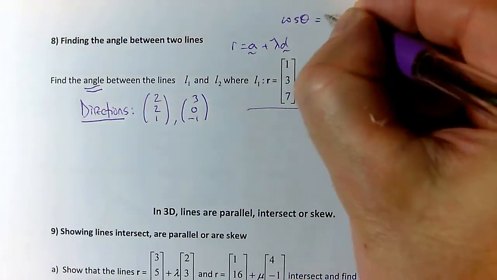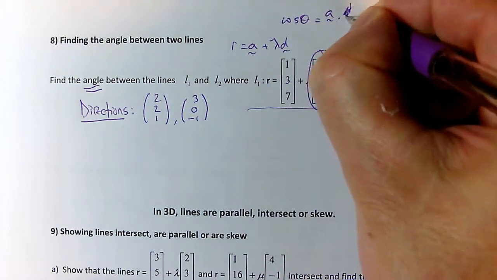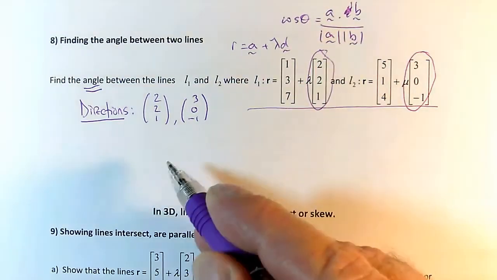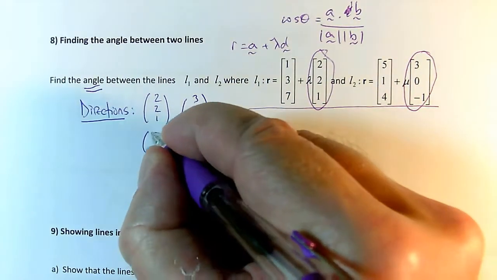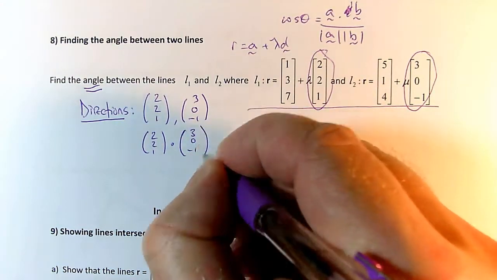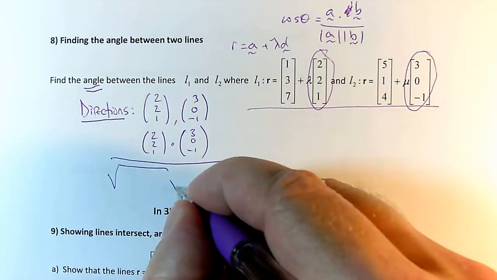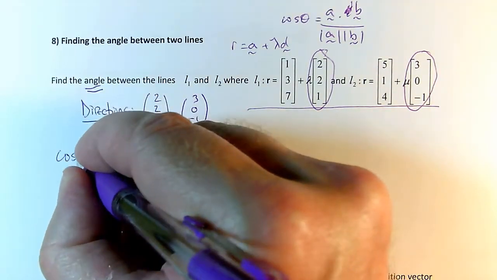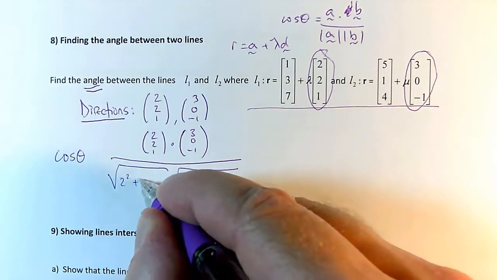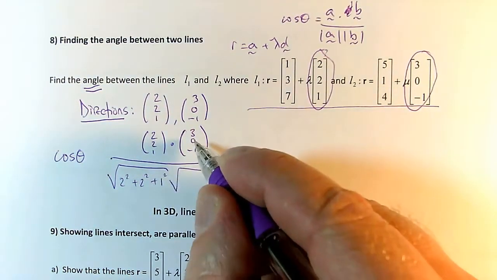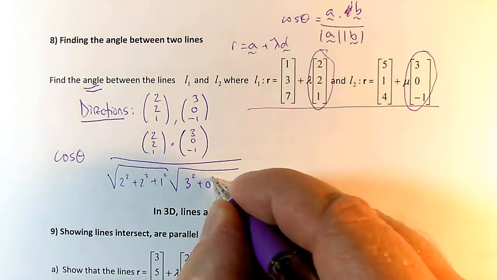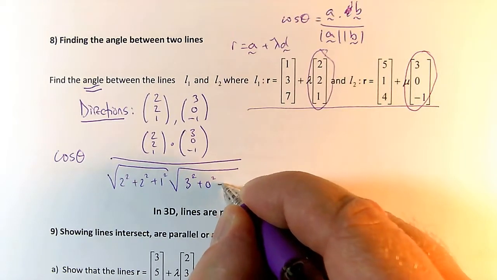I can now use my cos theta recipe, which is a dot b over the magnitude of a times the magnitude of b. But I can go straight in with my two column vectors. So I need to do (2, 2, 1) dot (3, 0, -1) all over the magnitude of the first one times the magnitude of the second one. This is going to tell me cos theta. The magnitude of the first one is 2 squared plus 2 squared plus 1 squared. The magnitude of the second one is 3 squared plus 0 squared plus (-1) squared, which is 1 squared.